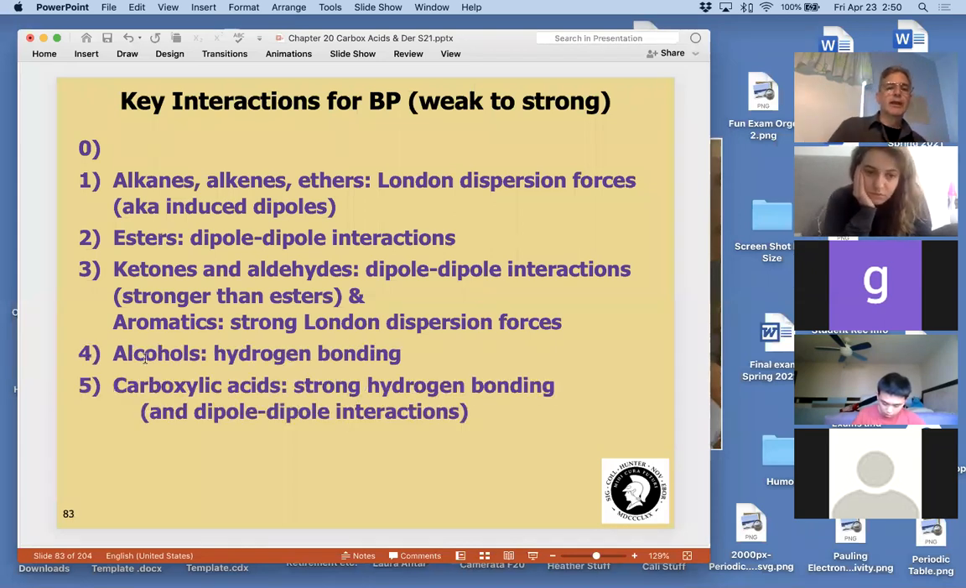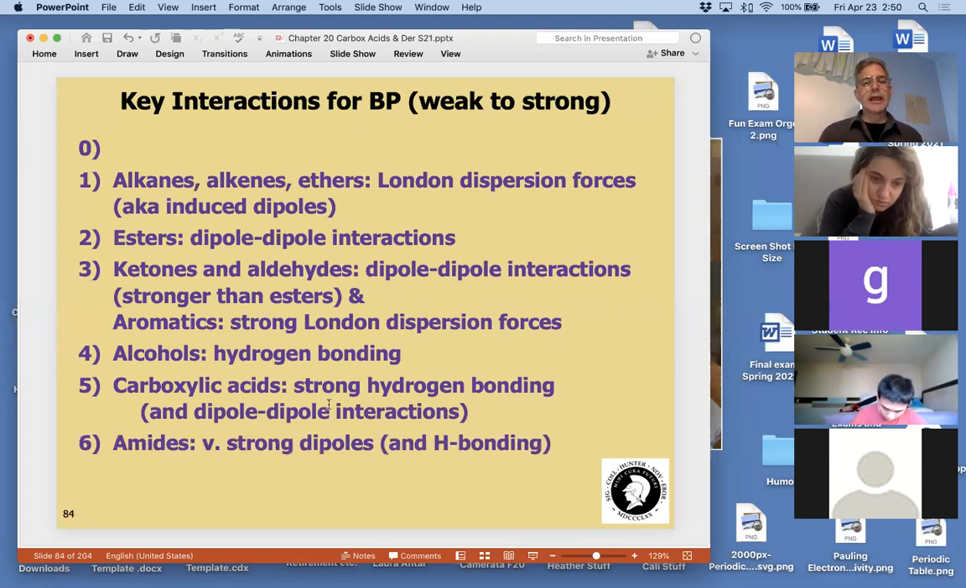Alcohols have hydrogen bonds. Oh, and I don't even have amines on here. I've got to keep this manageable. The amines come around the esters. There's hydrogen bonds around number 2. Alcohols have hydrogen bonding. Carboxylic acids have much more significant hydrogen bonding. So far we have 2 different strengths of London dispersion forces and 3 different strengths if you include the amines of hydrogen bonds. And then amides have very strong dipoles and can have hydrogen bonding too.